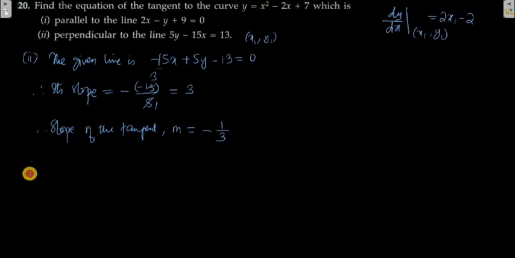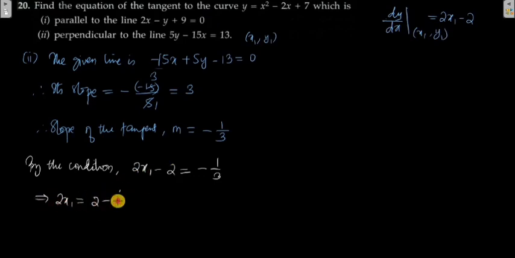So therefore, by the condition out here, we can say that 2x1 minus 2 is equal to this one, because this is also the slope and this one is also the slope, isn't it? So from here, I'll find out the value of x1. We have 2x1 is equal to, bring this 2 over, so you get 2 minus 1 by 3. So 2 threes are 6, minus 1 is 5 by 3. So your x1 turns out to be, bring this 2 down, 5 by 6. So the value of x1 is 5 by 6.